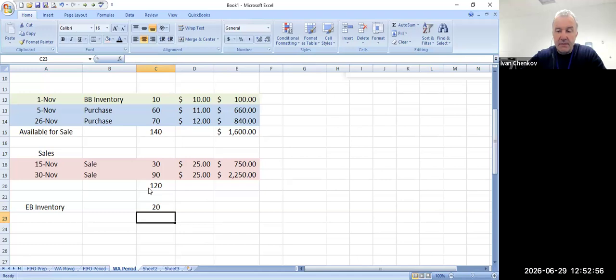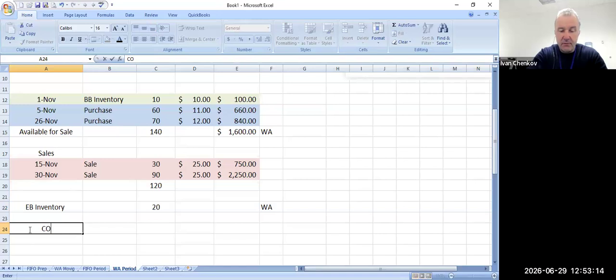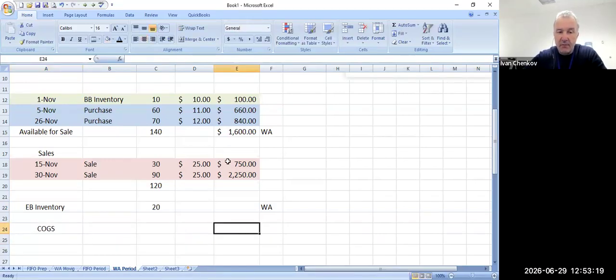Now, what I want from you is to tell me what's my average cost per unit. That will be the average cost for my ending inventory. Tell me how much is my total ending inventory and calculate the cost of goods sold. Cost of goods sold, again, is going to be available minus the ending balance. Let's see if we can do this. Now I want you to do it by yourself, and I'm going to catch you again.